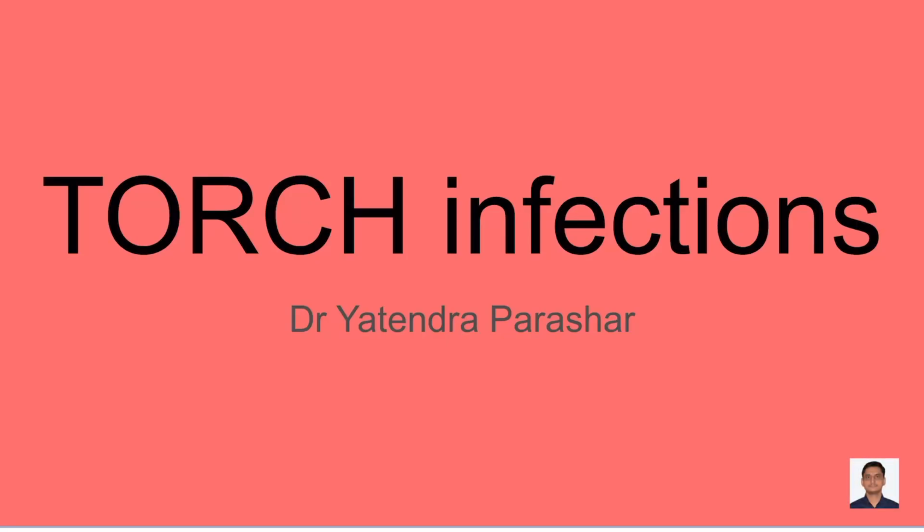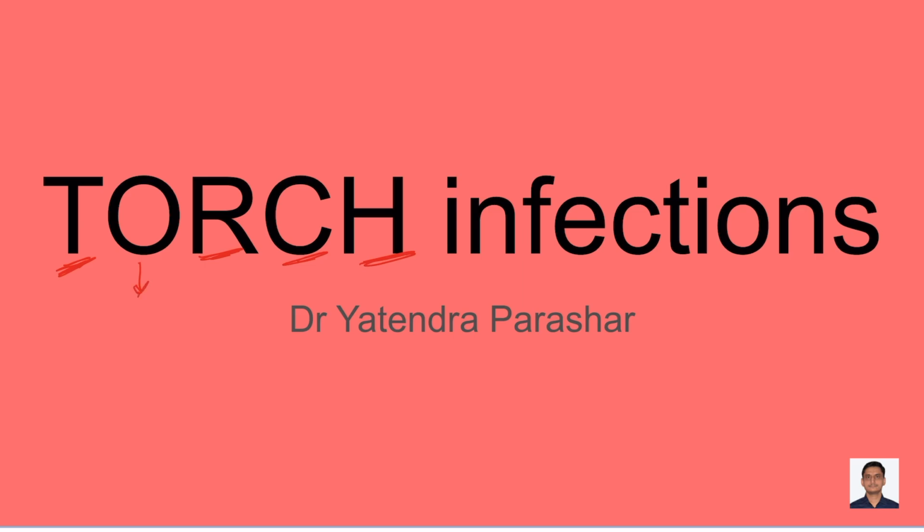Hello dear students. Today we are going to learn about the TORCH infections. TORCH infections are common infections around the perinatal period and are a common cause of birth defects in developing countries. T for Toxoplasmosis, R for Rubella, C for Cytomegalovirus and H for Herpes virus.